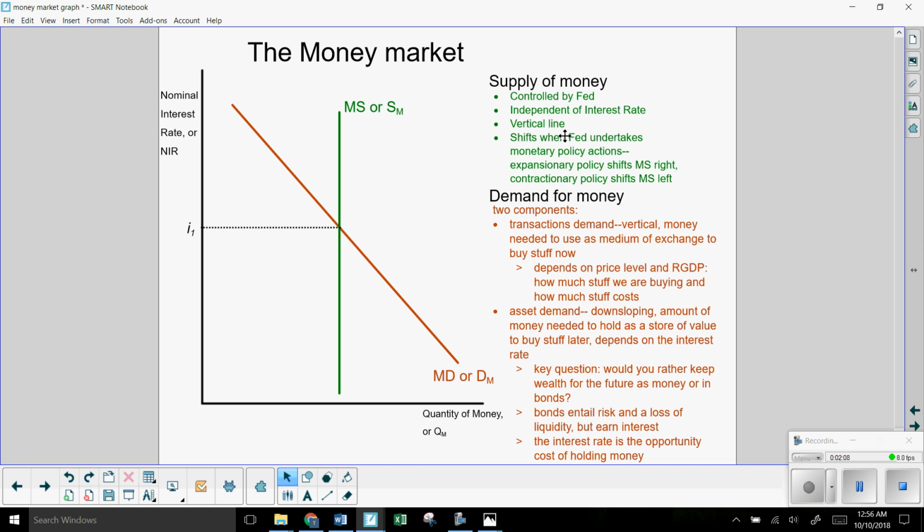And then what causes it to shift? Well, only the Fed causes it to shift. The actions the Fed can take to cause it to shift are called monetary policy actions. And if they do any expansionary monetary policy, that would be causing the money supply curve to shift to the right. And if they did contractionary monetary policy, then that would involve the money supply curve shifting to the left.